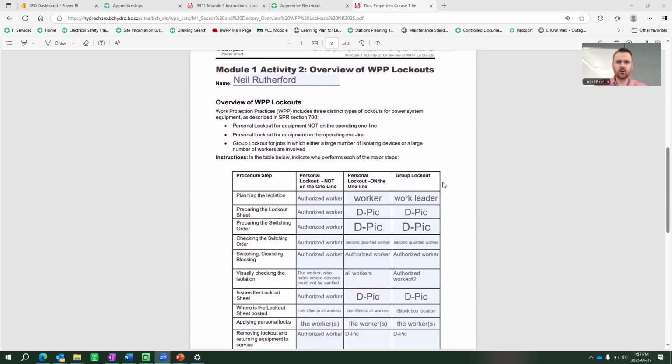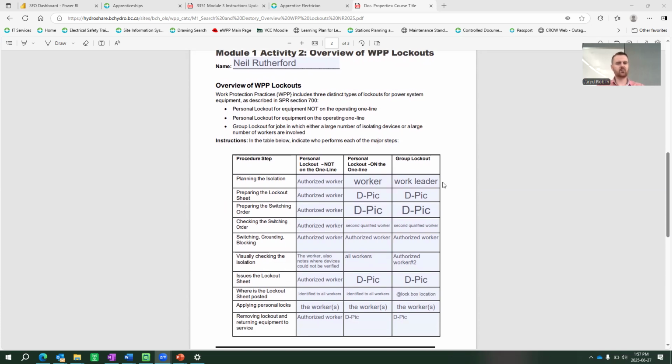The second page here was asking for an overview of WPP lockouts, and the idea was to put the qualification of the worker into each box. So it's asking quite a lot, right? And you probably had to dig through quite a bit of information. You're probably looking through your safety practice regulation book. You're probably also looking through your student guide to ensure you're getting the right qualifications for each section. So I want to compliment you on that, and I want to emphasize that that hard work paid off. Everything that I see here is correct.